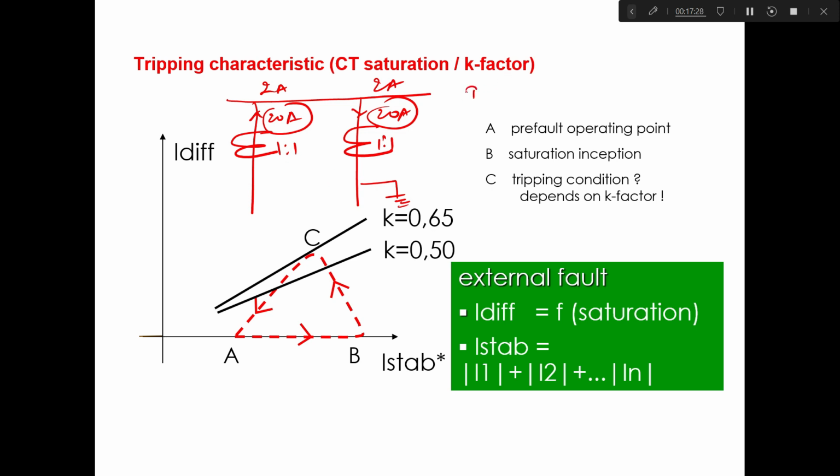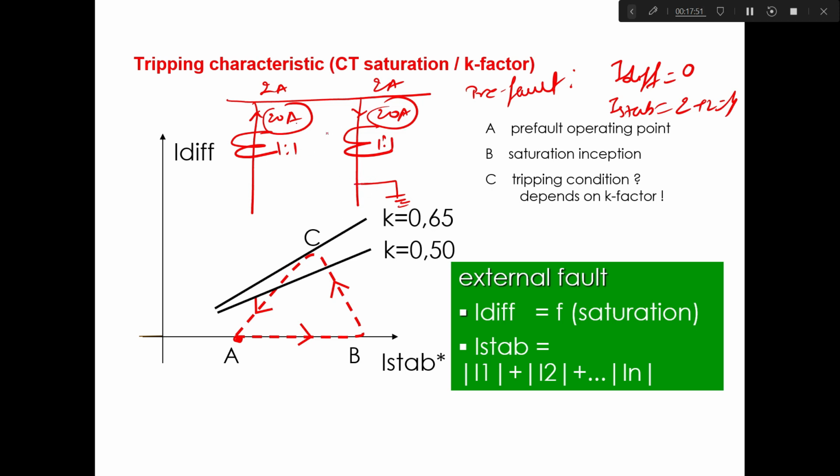So pre-fault, your I differential will be 0, since 2 ampere current is coming and 2 ampere current is going, and I stabilization will be 2 plus 2, that is 4 ampere. So this is the pre-fault condition, in which you have close to 0 differential current with a high amount of stabilization current. Now during the fault, what happens?